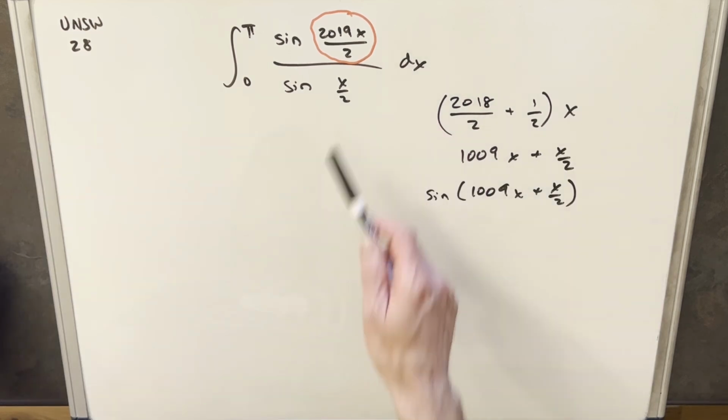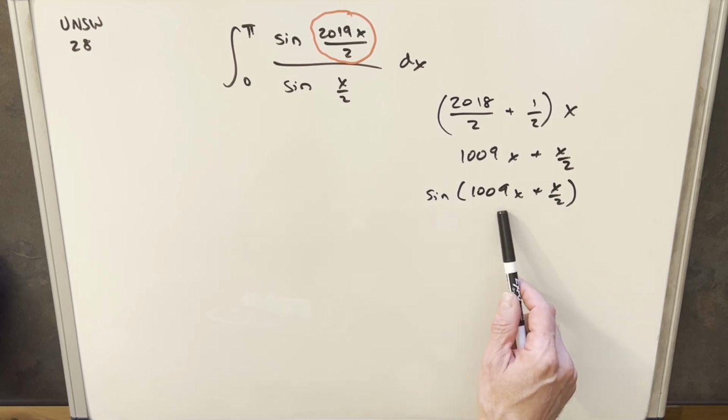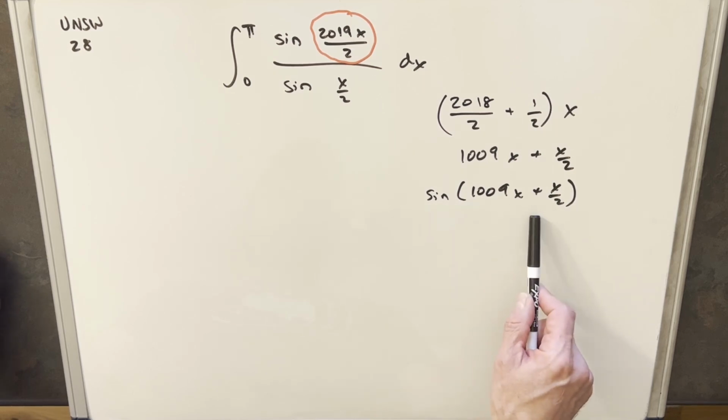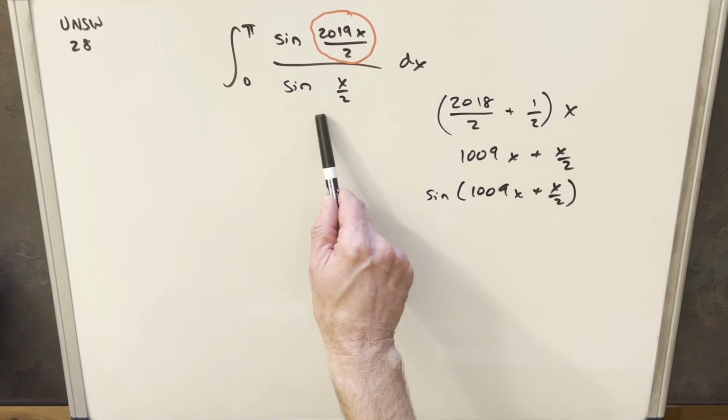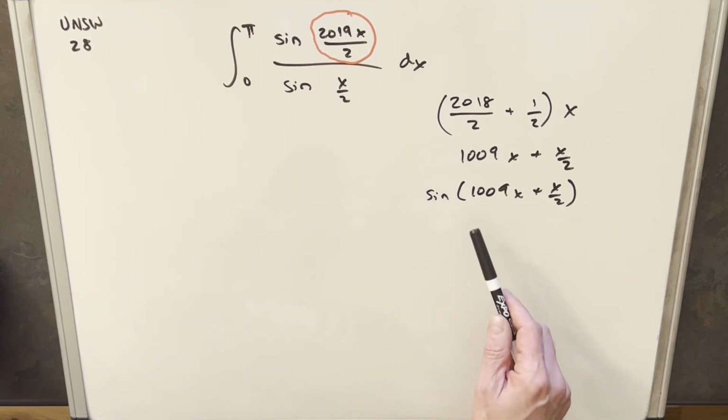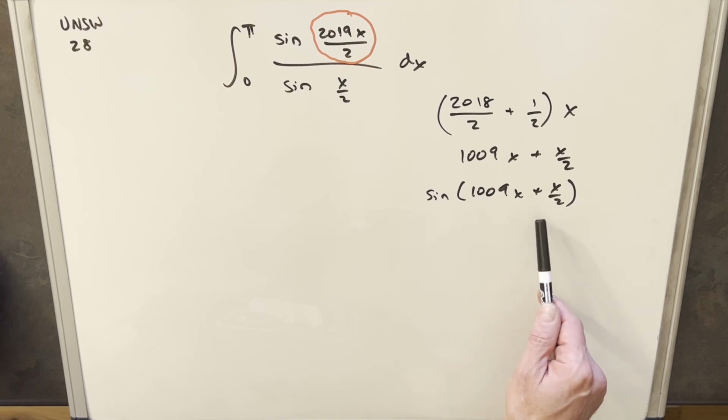So the nice thing about writing our numerator this way is now we can use the angle sum formula to break this thing up. And you notice because we have x over 2, we're going to have some cancellation because we already have sine x over 2 in the denominator here. Splitting it up this way is actually going to be pretty nice.